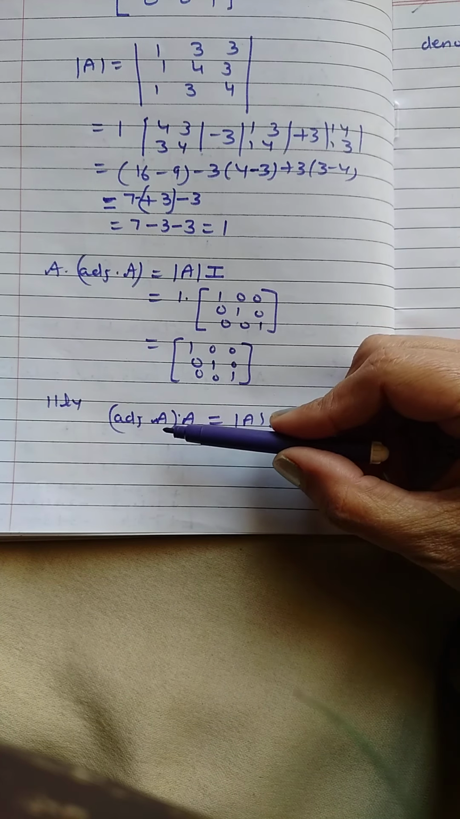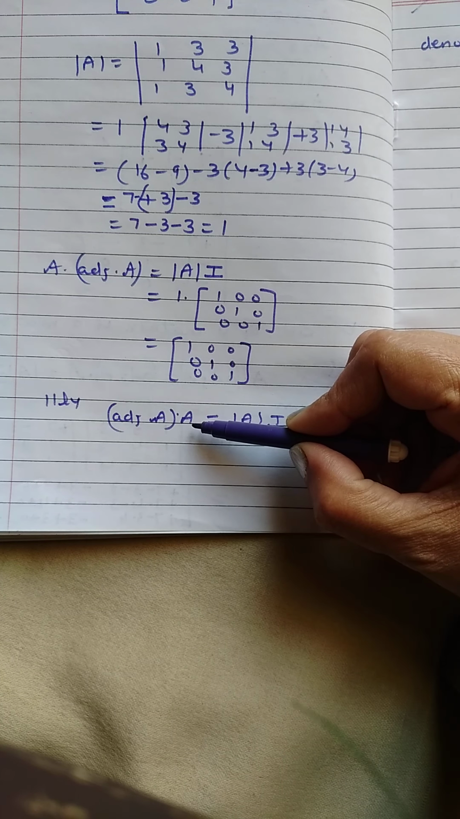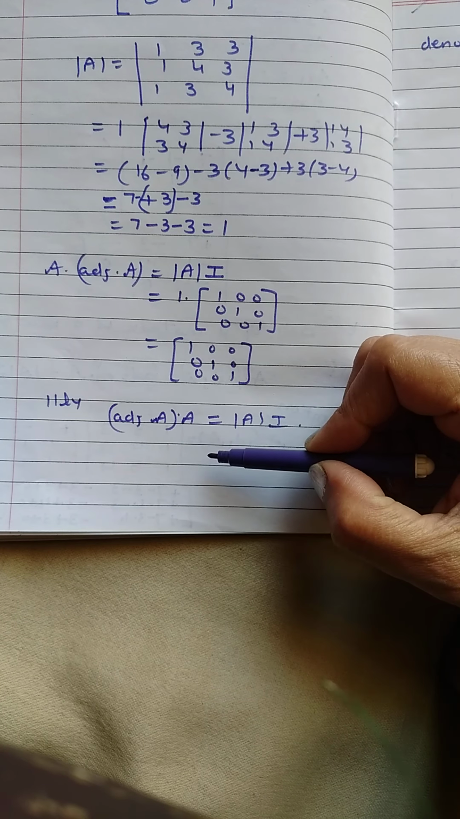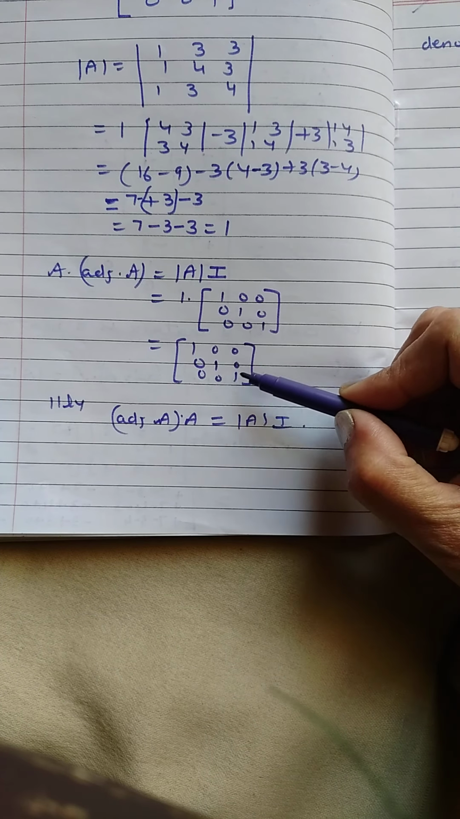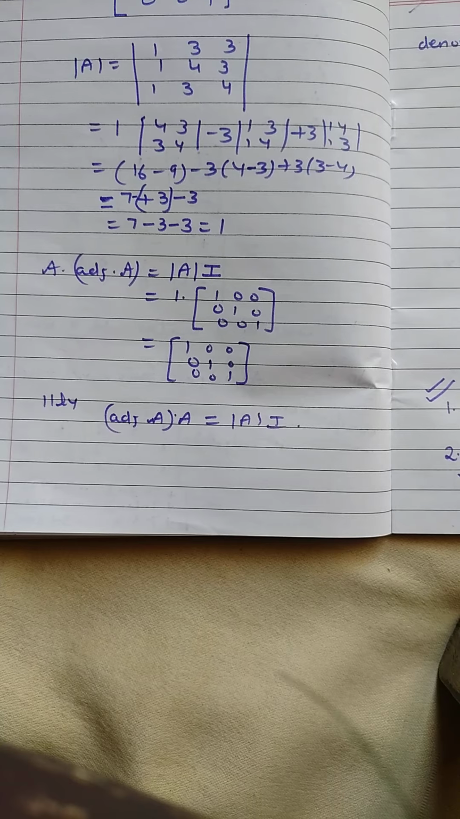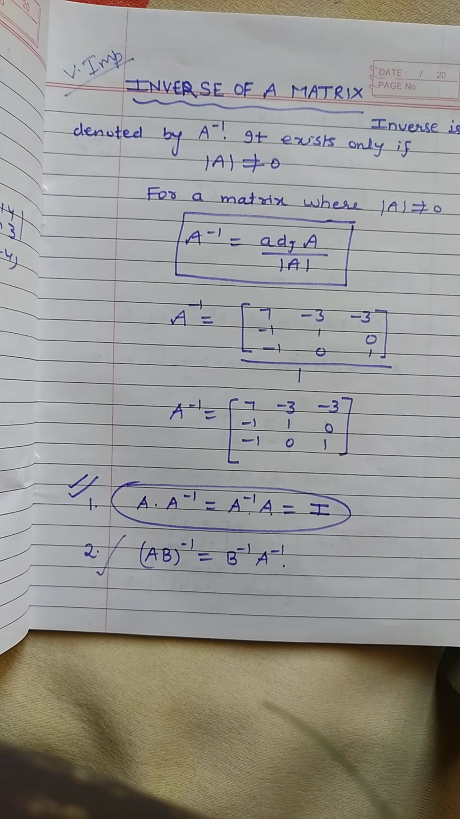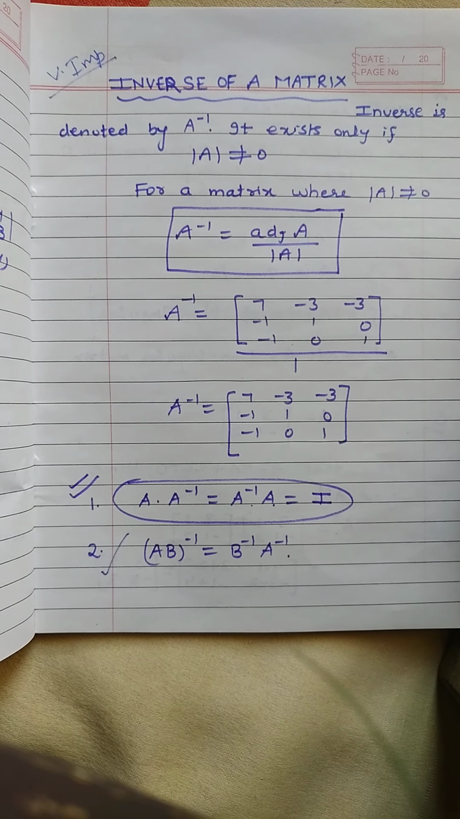Means if we multiply adjoint A by A, even then we will get the same result, that is 1 0 0, 0 1 0, 0 0 1. Means both are equal. A into adjoint A and adjoint A into A, they both are equal to determinant A into I. Now next, the second, again a very important concept, inverse of a matrix.